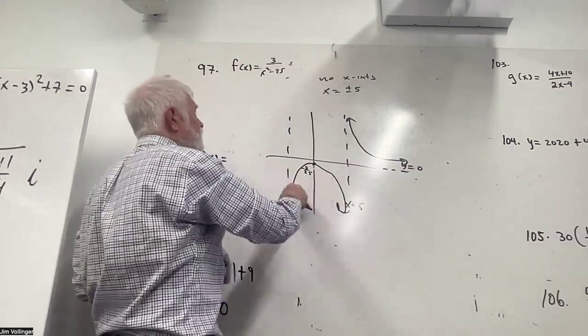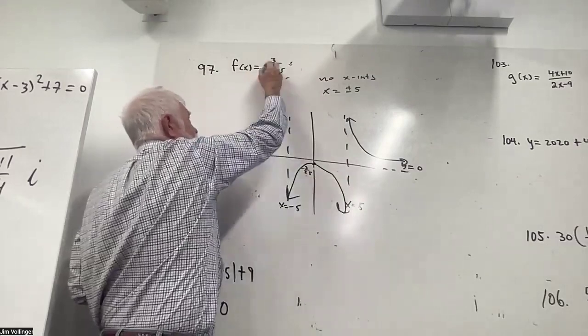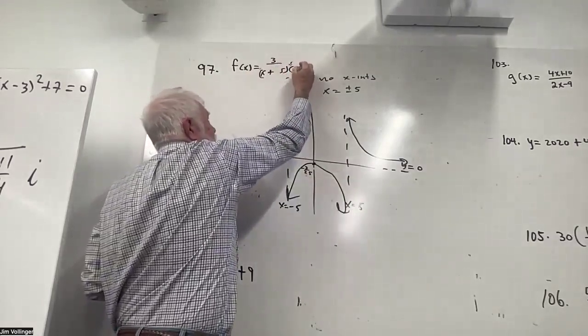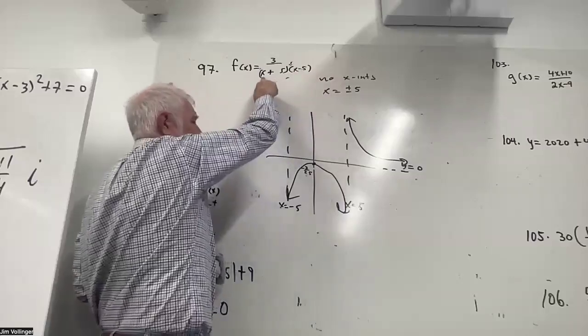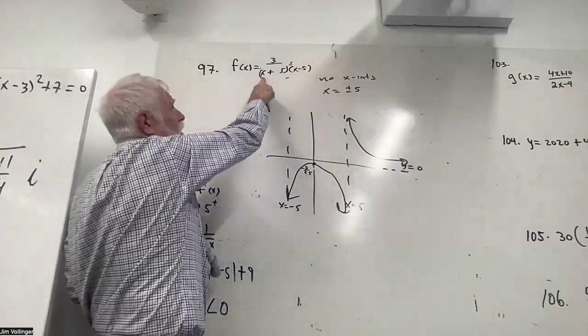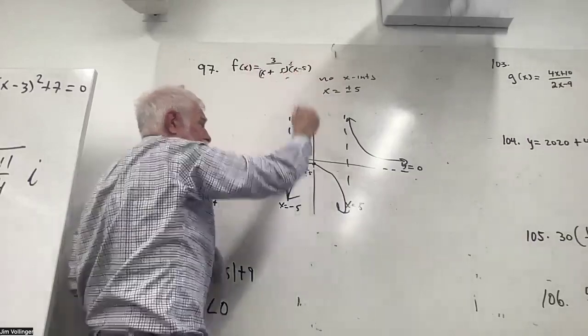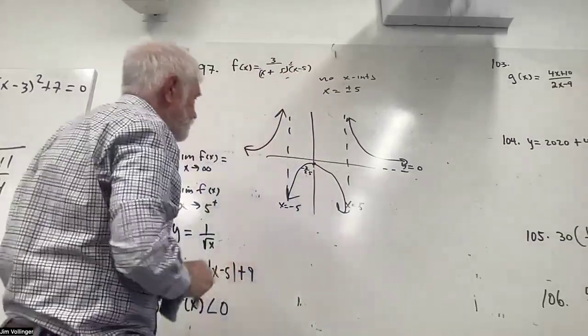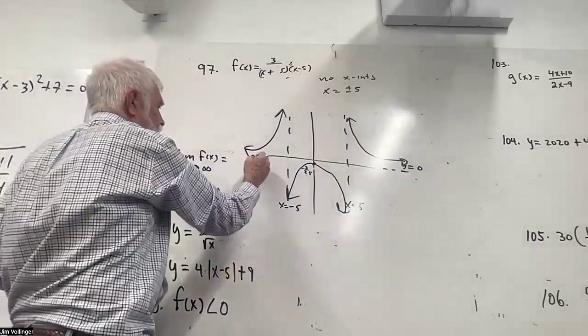But then I get another sign change if I put it back into factored form. I get a sign change near negative 5. Put in negative 4, put in negative 6. You'll see what happens. So it should look like that. Y equals 0 over here.